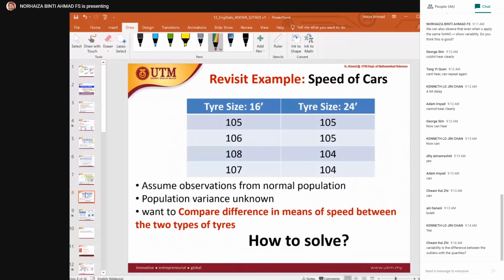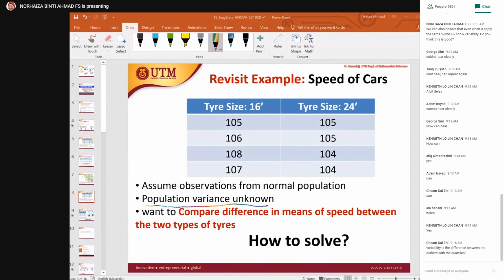Okay. Let's go back to our example of speed of cars. So in this case, let's say this is your observations, and you assume your observation come from a big normal population, and also assume that your population variance is unknown. Okay. Let's say you want to compare the difference in the mean of the speed between the two types of tires. Is there any test that you can think of? What kind of test can you do when you want to compare the difference in means of speed between these two types of tires?